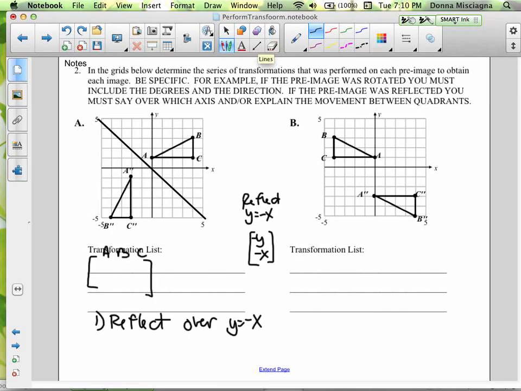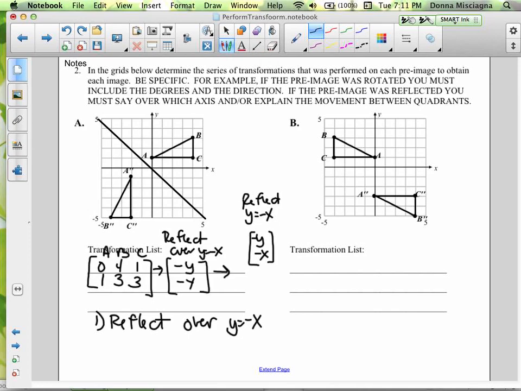So A is at 0, 1. B is at 4, 3. And C is at 1, 3. And then if we reflect over y equals negative x, right? They're still going to switch and negate. So that would be negative y, negative x.